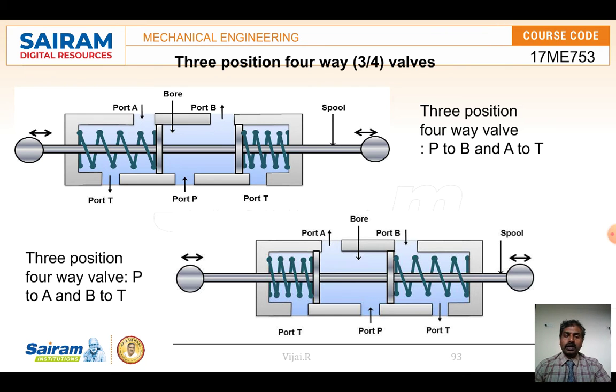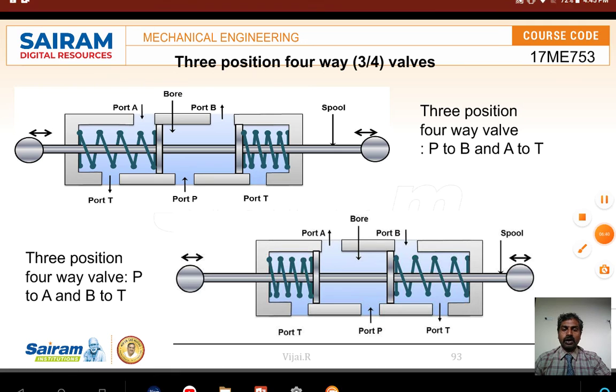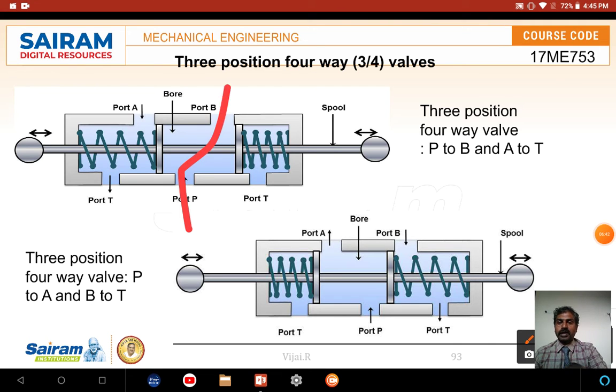In the first position, we can have P to B and A to T. We can see how port P is connected here, but the remaining ports are closed. These two ports are open, and port T is closed. So the liquid can move in these two ways: port P to port B, and port A to T.